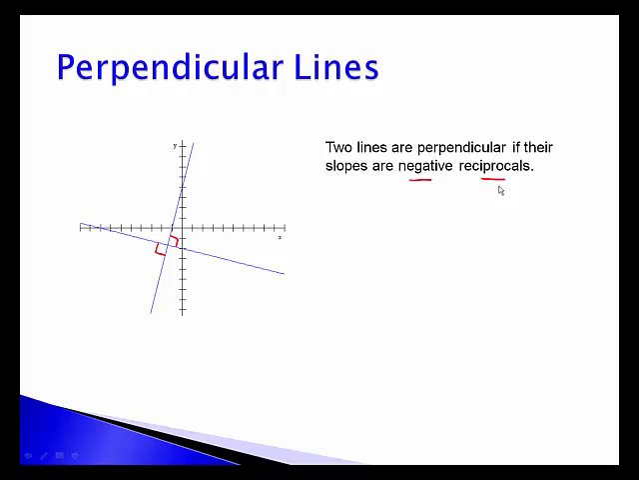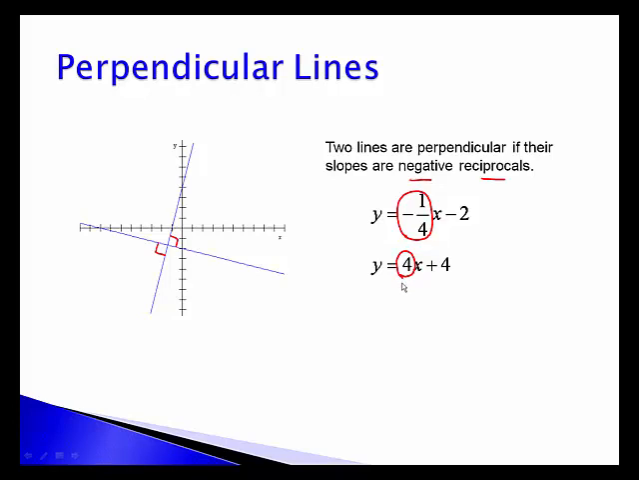It flips. So let's look at a pair of lines and determine if they are perpendicular. The two lines are y is equal to negative 1/4 x minus 2 and y is equal to 4x plus 4. We need to examine the slopes. The first one has a slope of negative 1/4. The second one has a slope of 4.